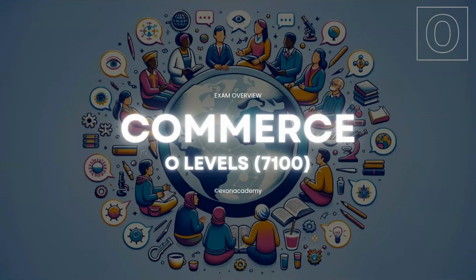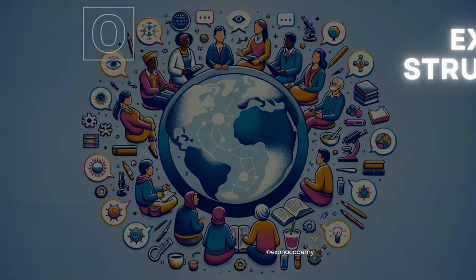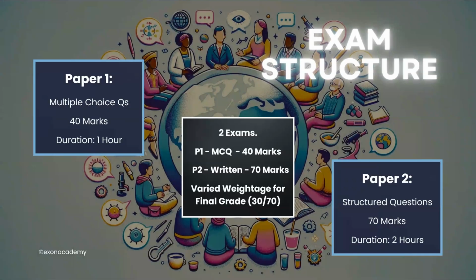Welcome to the exam overview for Commerce O-Level 7100 by Exon Academy. Beginning with the exam structure, as per usual, you have two exams to deal with. Paper 1 is an MCQ-based exam, holding 40 marks and lasting for an hour, while paper number 2 is a written exam, carrying 70 marks and having a duration of 2 hours. Remember that both components carry a split weightage of 70-30.